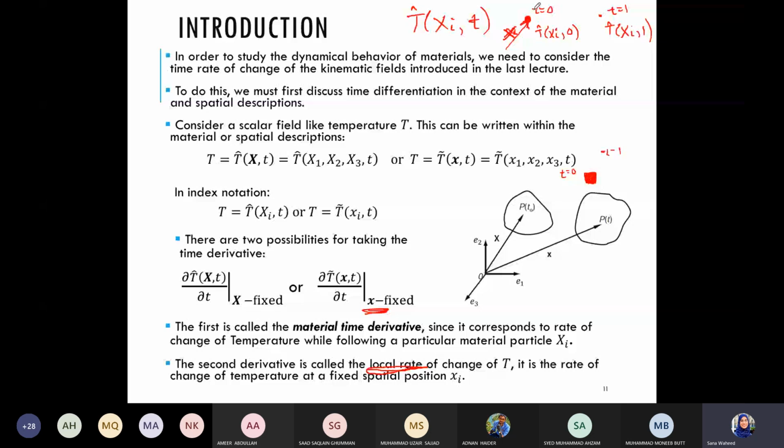Whereas when I am writing down T tilde of small xi comma t, what I'm saying is, let's say this was the original position of something and now it has moved at some time to, let's say, a new xi. Then every time I'm looking at a spatial position and asking what the temperature of that point is, not caring which particle is there at this time or which particle is lying there at that time.